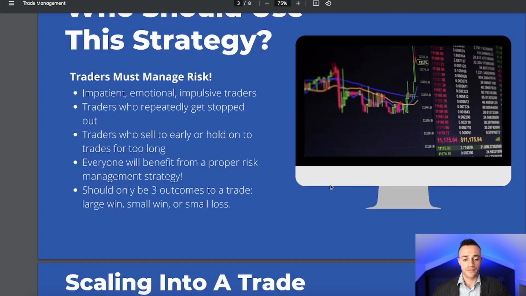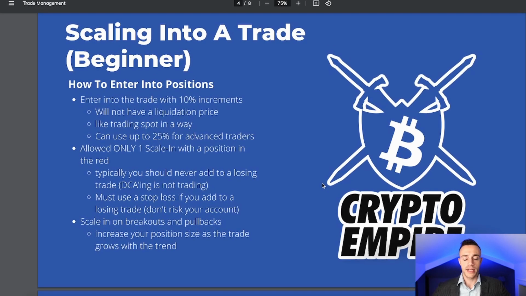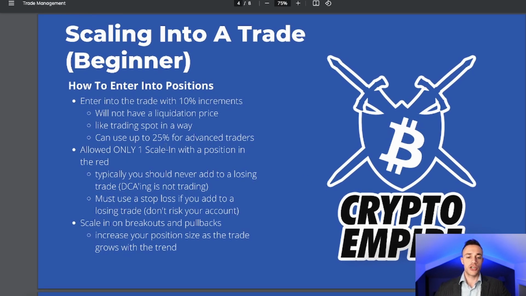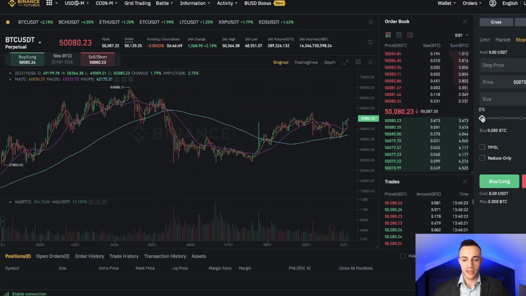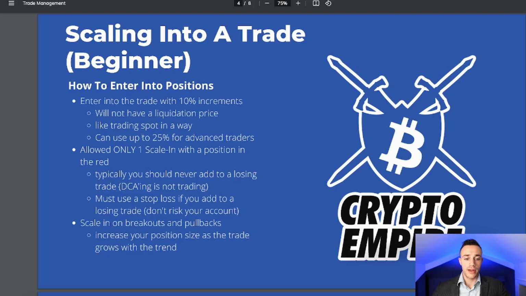Okay, moving on. So let's talk about scaling into a trade. This is how to enter a position in a dynamic way. This is for beginners. Basically, for a beginner, you want to enter into a trade with 10% increments. What does that mean? How do you do that? It's very simple. In the exchange, you just want to set your buy orders of 10% of your trading size. Now, if you're advanced, you can go up to 25% per scale in entry. But for beginners, I would stick with 10% increments. That's why I put beginner up here. But if you already know what you're doing, feel free to go higher.